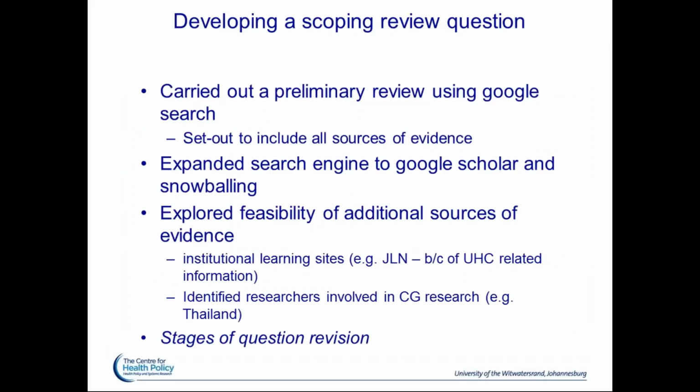In developing a scoping review question, we carried out a preliminary review using Google search. Given that a scoping review tends to use a broad scope in trying to find evidence, we set out to include all sources of evidence, and that's because Google search has a variety of sources of evidence. We then expanded our search engine to Google Scholar. Sometimes we have difficulty in finding a particular article or report.